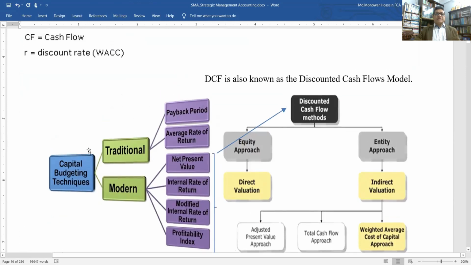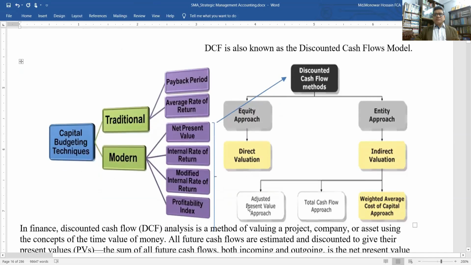So capital budgeting techniques, some are traditional, some are modern. Traditional: payback, average rate of return. Modern: NPV, IRR, modified IRR, profitability index. These are all discounted cash flow methods, and they are the equity method, entity approach, equity method direct valuation, entity approach indirect valuation, adjusted present value approach, total cash flow approach, and the weighted average cost of capital approach, which is the entity approach.